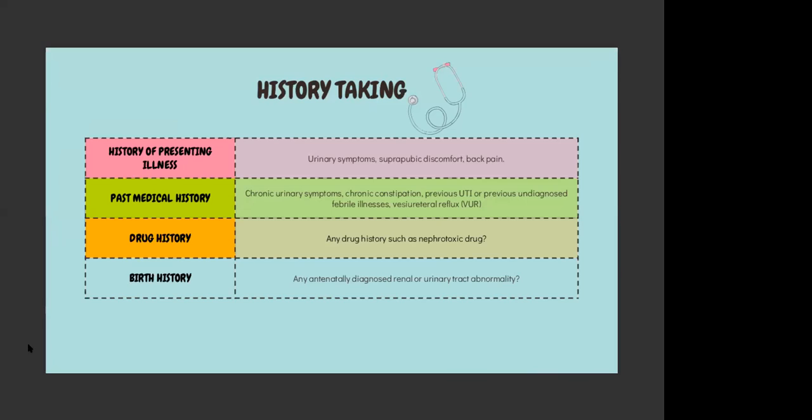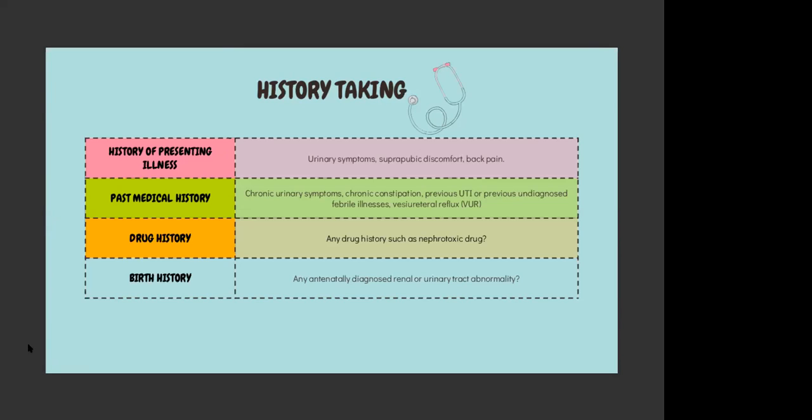For the past medical history, it should include the risk factors for UTI, including chronic urinary symptoms, chronic constipation, previous UTI or previous undiagnosed febrile illnesses, or vesicoureteral reflux. For drug history, it is also important, as from what I have read, it is stated that nephrotoxic drugs can lead to renal insufficiency, and it can predispose the child to UTI.